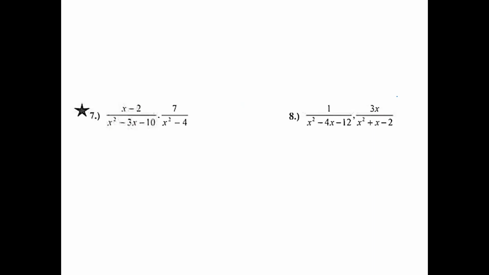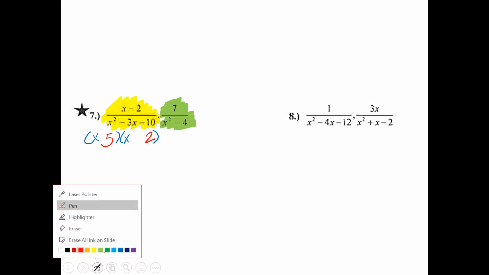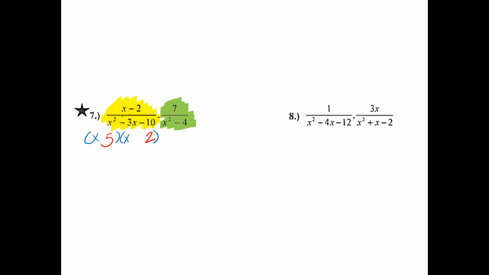So for number 7, I want to put these into 2 parentheses, and you have your first fraction, which is right there in yellow, and then your second fraction, which is right here in green. For my first fraction, what times what gives me a negative 10, but when I add it together gives me a negative 3? I think 5 and 2 will work because the difference is 3. But what's tricky is you have to figure out where the negative sign goes. If my middle number is a negative, the bigger number has to be a negative and the smaller number is a positive.